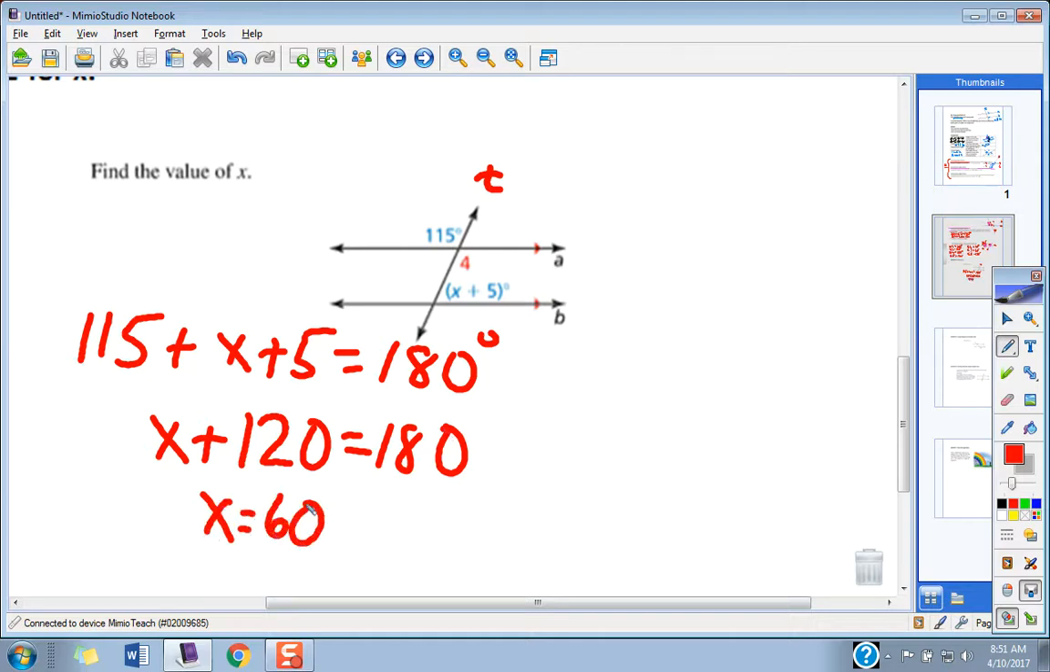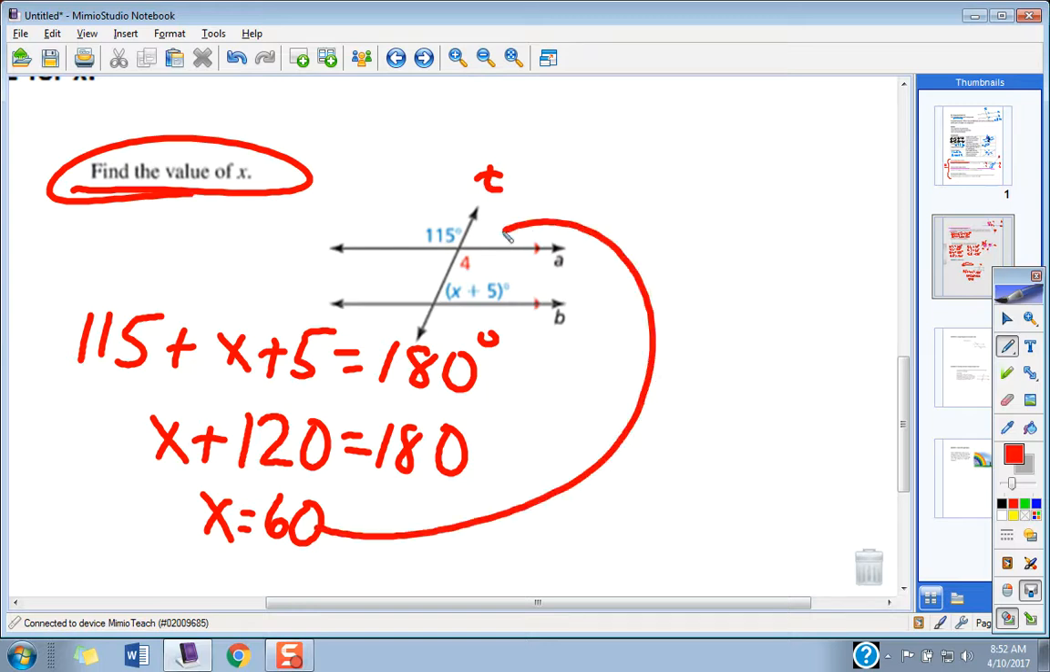Now, guys, I realize it says just find the value of x in this, but some of the problems you're going to go into further are going to say, what's the measure of that angle? Well, if I wanted to find the measure of this angle right up here, we'd have to substitute right back in here. That would mean that that angle is 65 degrees. Okay? All right, very good.